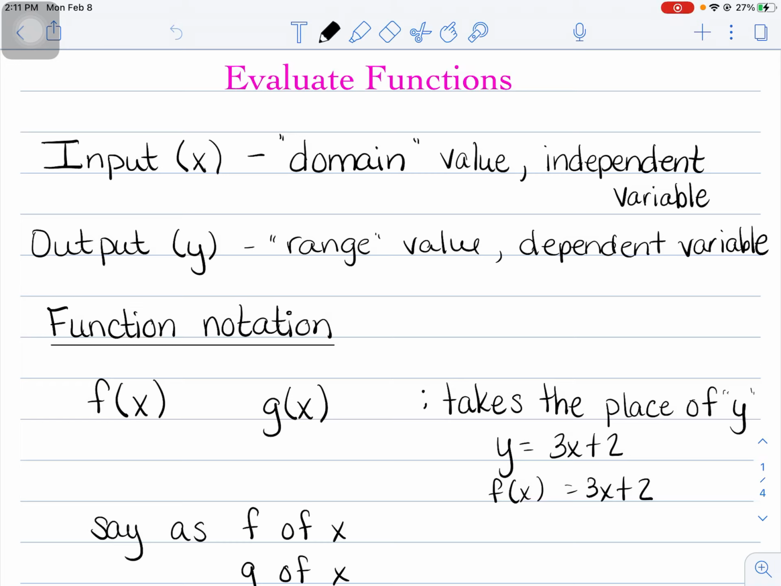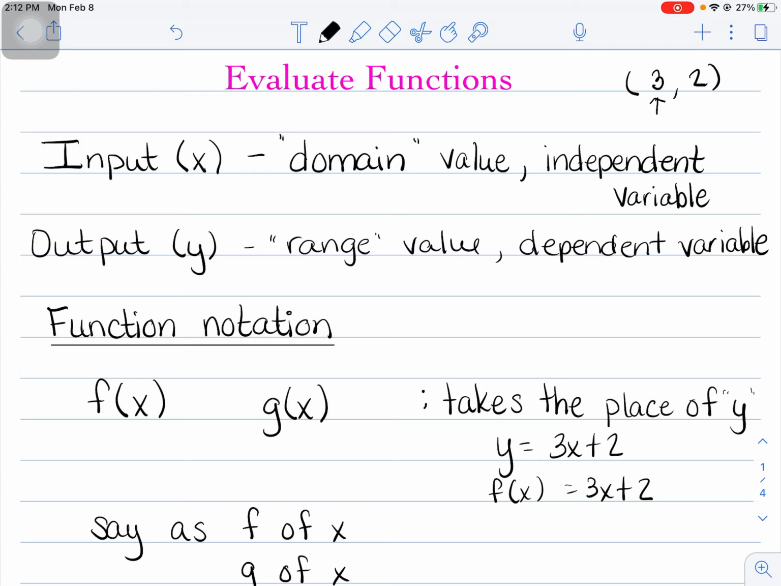We're going to talk today more about evaluating functions. So let's refresh a little bit. Remember that inputs are our x's, and we can also call them our domains. They're the domain value, the first value in a coordinate pair. So if I have a coordinate pair of, say, 3 and 2, our 3 is our x value, which can also be called our input, and it also can be called our domain. It's also an independent variable.